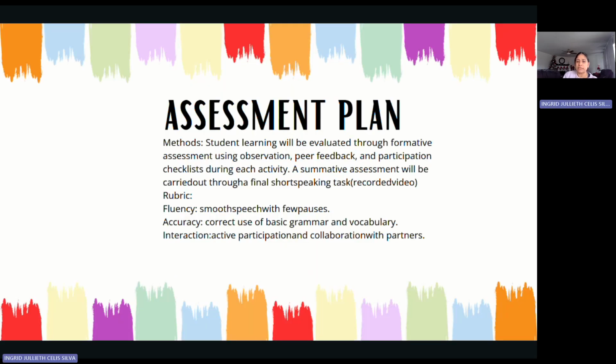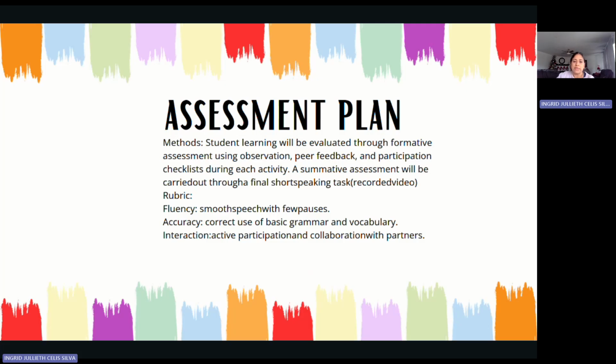Continue with the assessment plan. The methods: student learning will be evaluated through formative assessment using observation, peer feedback, and participation checklists during each activity. A summative assessment will be carried out through final short speaking tasks, recorded on video.